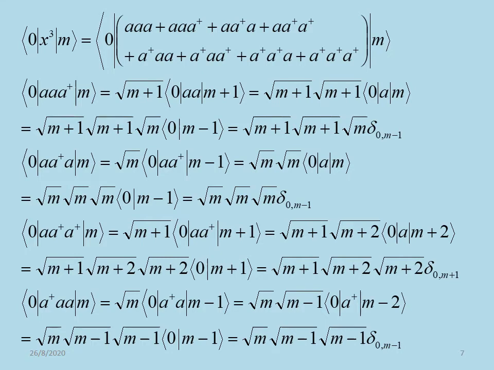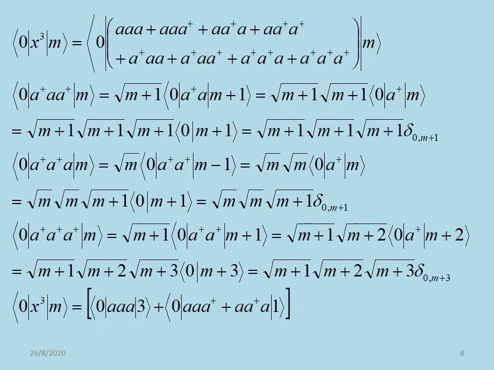For the next term, it is 0, A dagger A acting on M, it is equal to square root of M, square root of M minus 1, square root of M minus 1, delta of 0, M minus 1. Here also when M is equal to 1, it becomes a value, but here the square root of M minus 1 term is 0, so this term is also 0. Next for 0, A dagger acting on M, it becomes square root of M plus 1, square root of M plus 1, square root of M plus 1, delta of 0, M plus 1. Here also M is equal to minus 1, that is not possible, so this term is 0.